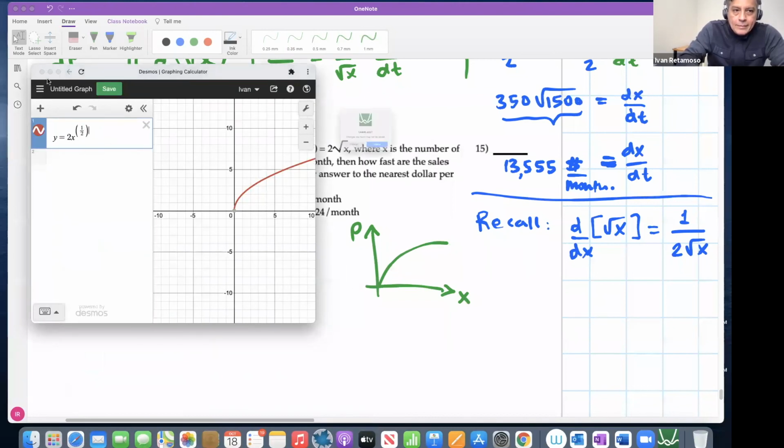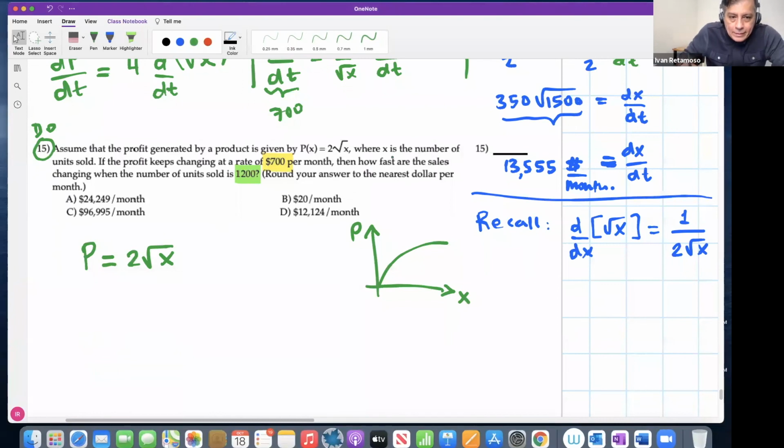Now the question is, right? This X could have any value, right? But they're asking you, when this x reaches the level of 1,200, right? Sometime at some point, this will be 1,200. At that moment, they are asking you what will be the rate of change of this guy, with respect to time.